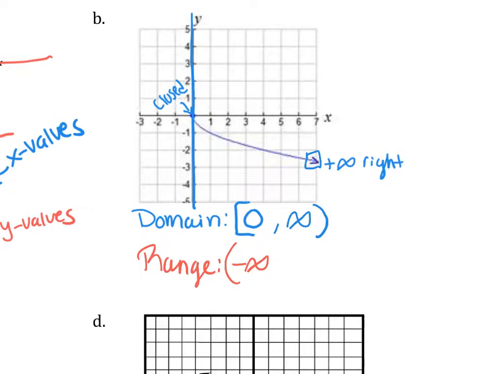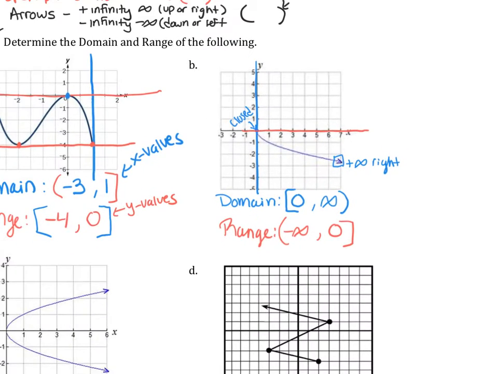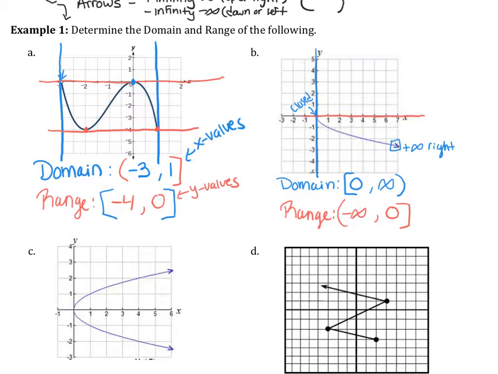And then the highest our graph goes is the y value of 0. And again, that's a closed dot, so we get a bracket. Okay. Do you guys have any questions? Yeah.